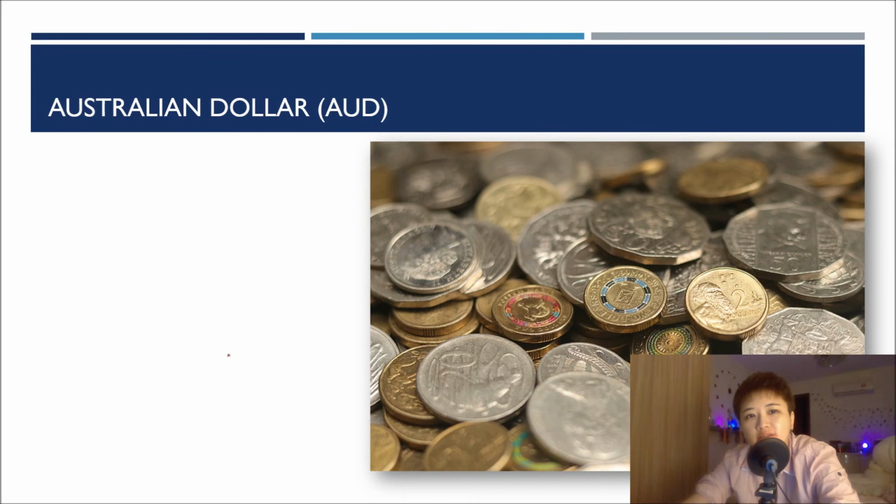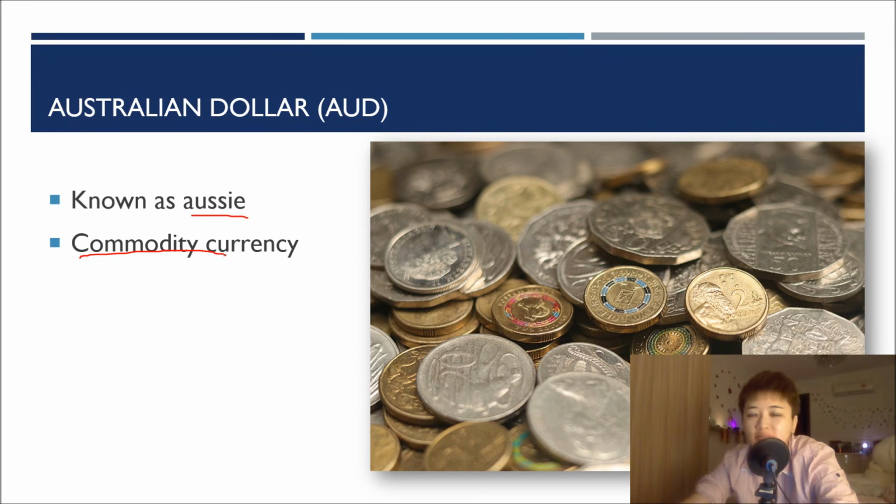Then the next one is the Australian dollar, AUD. Some people call it Aussie. It's a commodity currency. Some people call it a high yield currency. One of the major exports of Australia is gold, so sometimes you see some positive correlation between gold prices and the Aussie dollar, depending on the situation, circumstances, and risk sentiment. So it's also a very popular currency for carry traders. One of the major trading partners of Australia is China.